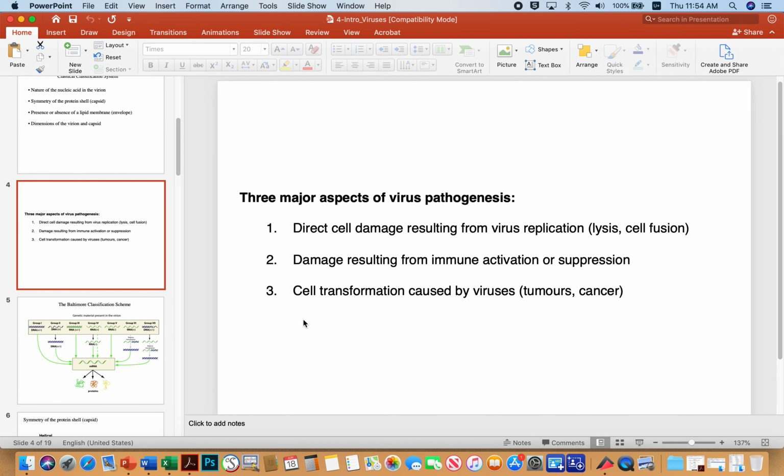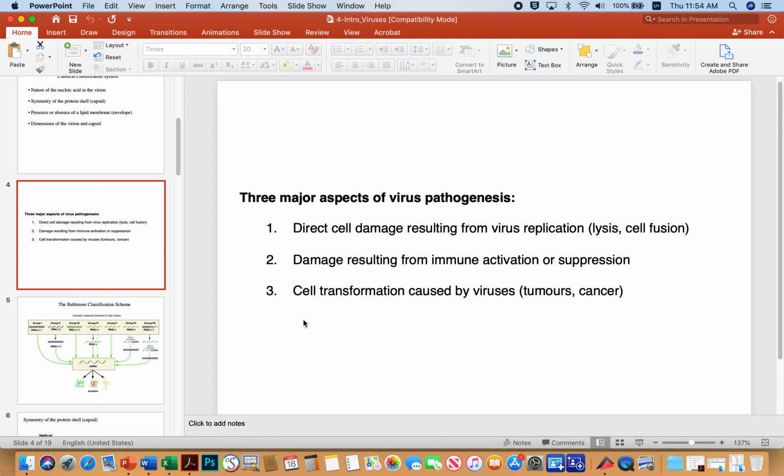Couple aspects of virus pathogenesis. One thing that they can do is directly cause cell damage resulting from their replication. Just the mere fact that they're taking over the host cell machinery and stealing ribosomes and commandeering the membrane trafficking or the internal endocytic trafficking systems can actually kill the cells and cause lysis in and of itself. Sometimes it causes cell fusion, meaning that the cells actually kind of stick together, which is not always ideal.